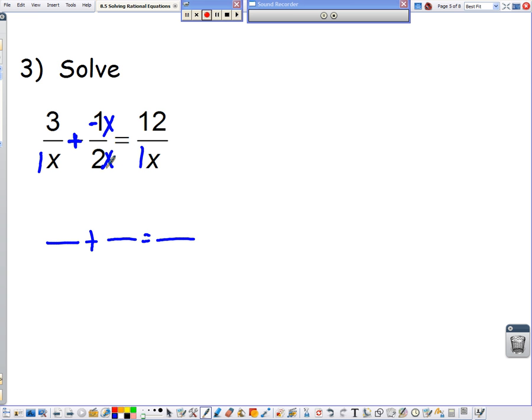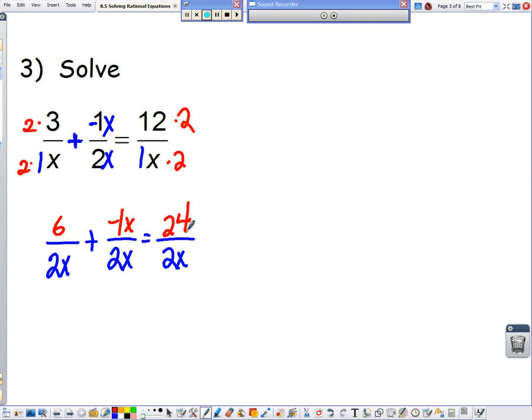So we find out that 1, 2, and 1, they both have a 2x in common. Okay, so then it turns into 1 times 2. So I multiply the top times 2, get 6. This one's already taken care of, so it's just a negative 1x. And this one I have to multiply times 2 to get 24.